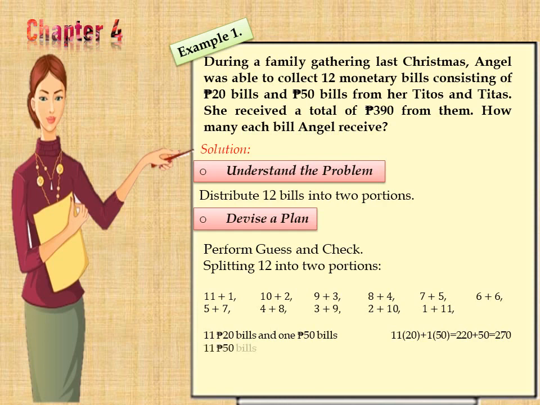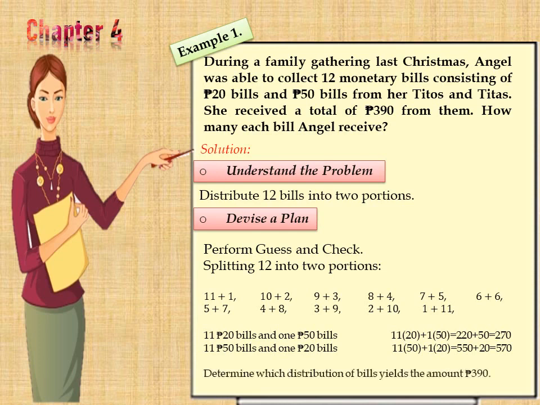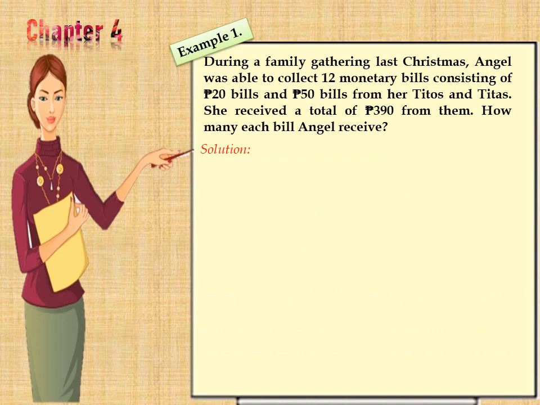And vice versa, suppose we have 11 50 peso bills and 1 20 peso bill. So we will have 11 times 50 plus 1 times 20, and the total amount would be 570. So take note, in the distributions we took here, none equals 390 pesos. So what we will do is determine which distribution of bills yields the amount of 390.